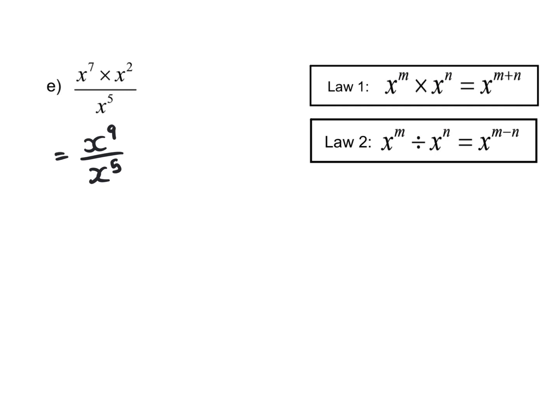And now what we have is we're left with this division here, x to the 9 over x to the 5, which is the division, so it means we're going to subtract the indices. So 9 take away 5 is 4, so that's x to the power of 4.